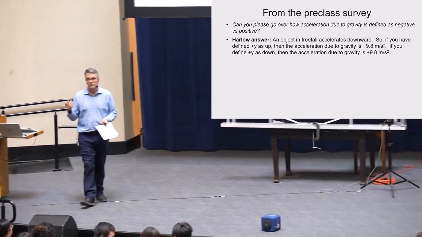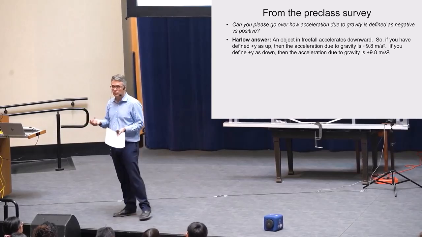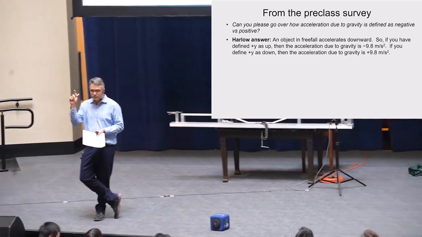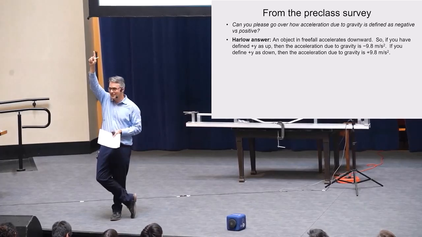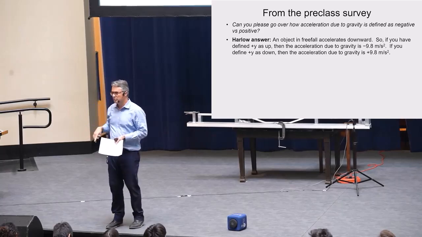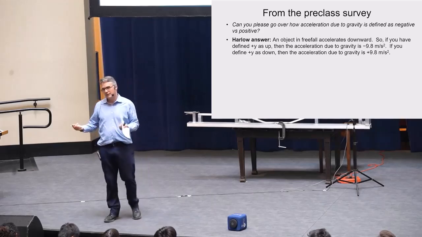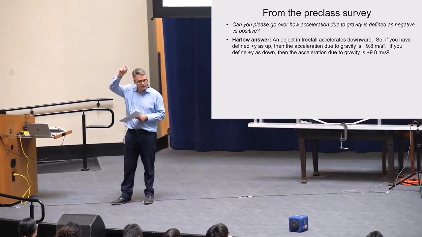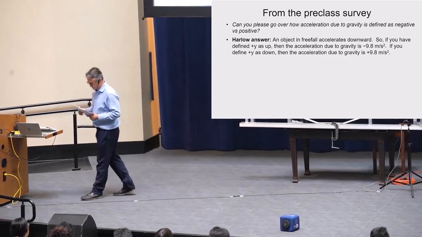It's as simple as that: you have to define a coordinate system. Or maybe you were told a coordinate system, but once you define your XY axis, if you define y to be up, meaning towards heaven, then the acceleration due to gravity is negative 9.8 meters per second squared. If you define plus y to be down, then the acceleration due to gravity is plus 9.8 meters per second squared, which I think is what I did on that falling water balloon problem. I don't know if you noticed that. I sort of defined plus y to be down.